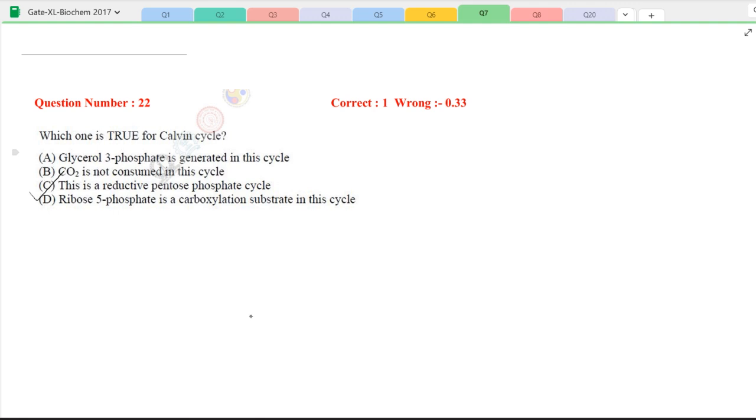However, if you look at the other options, glycerol 3-phosphate is generated, which is not true. CO2 is not consumed in the cycle, which is again not true. And even ribose 5-phosphate is a carboxylation substrate in the cycle, that is also not true. So if you look at the Calvin cycle, you will know that this is a reductive pentose phosphate cycle, and that is true for this particular question. Moving on to the next question.